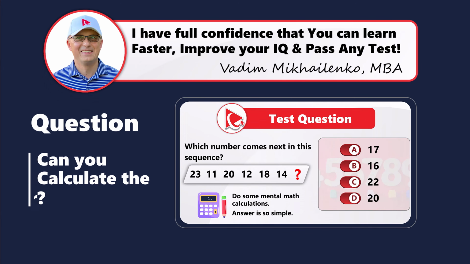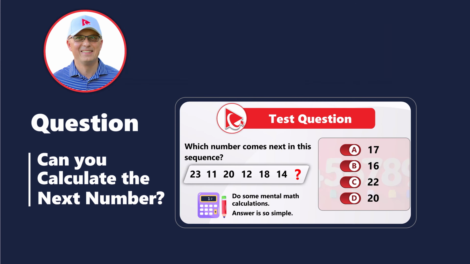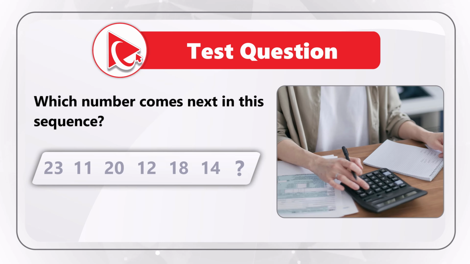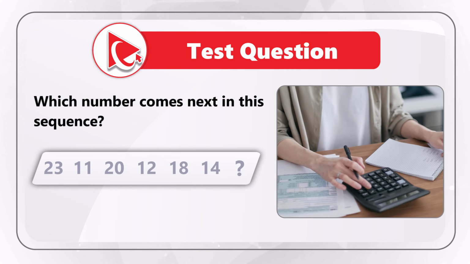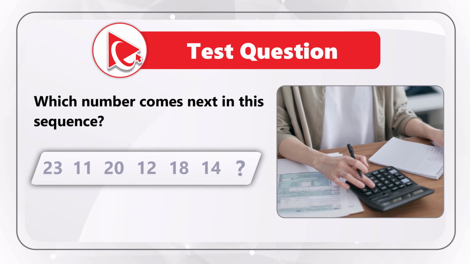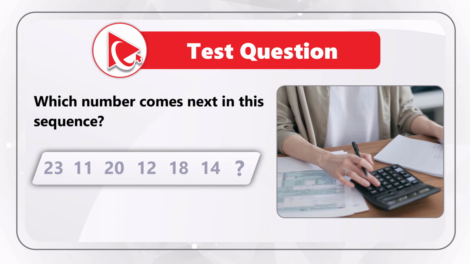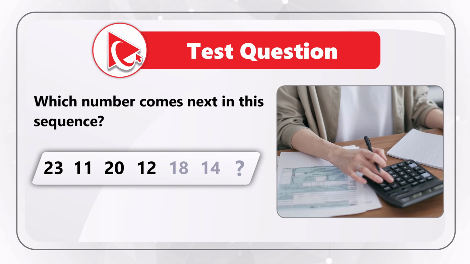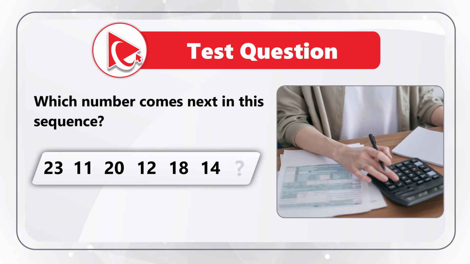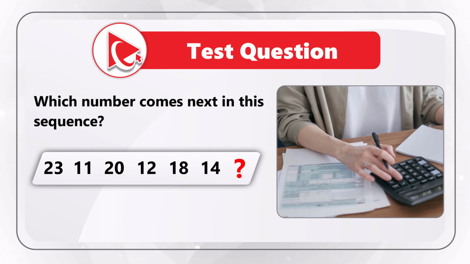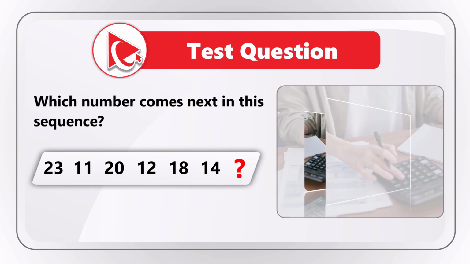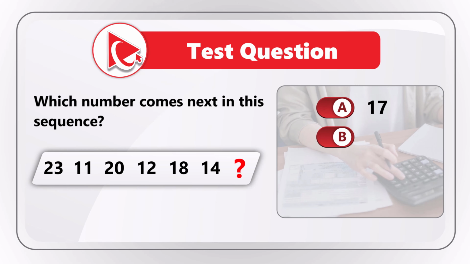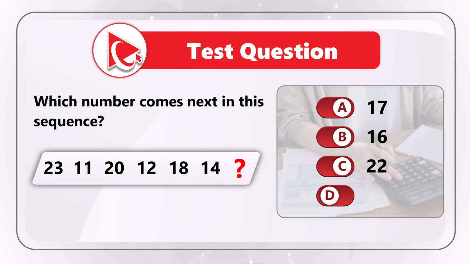What's interesting about the question I'm about to present you is that it truly tests your analytical skills. You need to determine which number comes next in the sequence, and you're presented with the sequence of 6 numbers where the 7th number is missing. The sequence is 23, 11, 20, 12, 18, 14, and then comes the missing number, which you need to select out of 4 possible choices. Choice A, 17. Choice B, 16. Choice C, 22. And last but not least, choice D, 20.